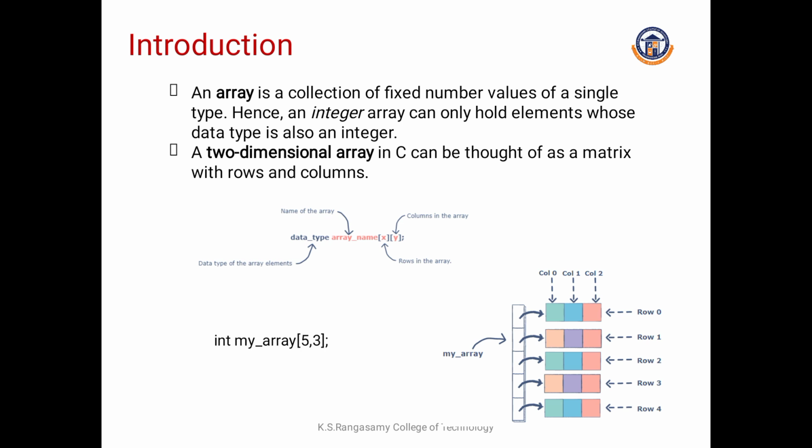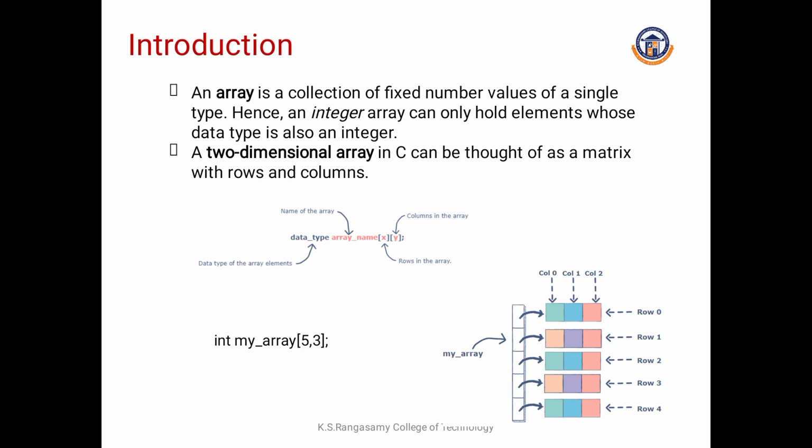We can't combine different data type values like integer, float and character into a single array which was defined as an int. So if you are defining an int, the elements within that array will be integers.